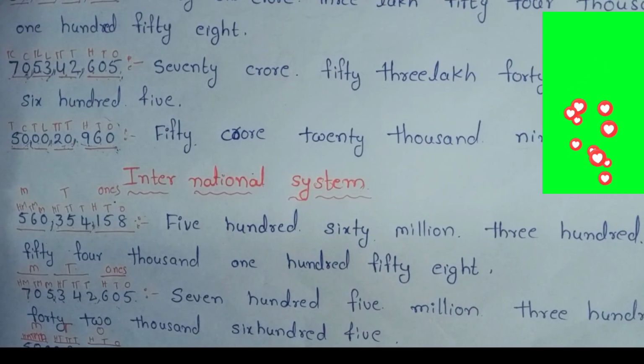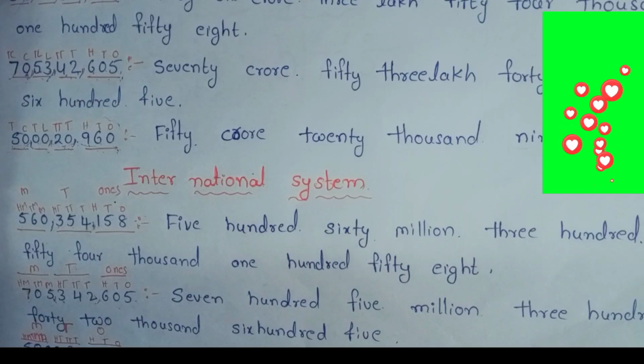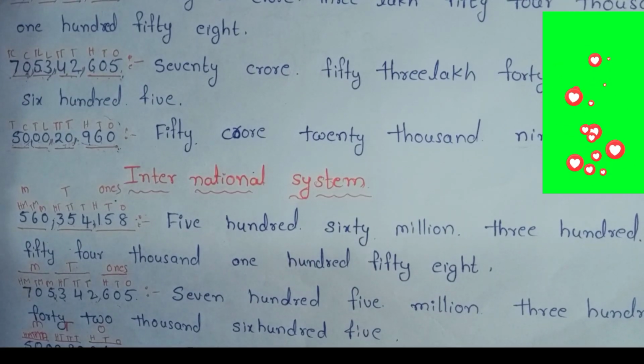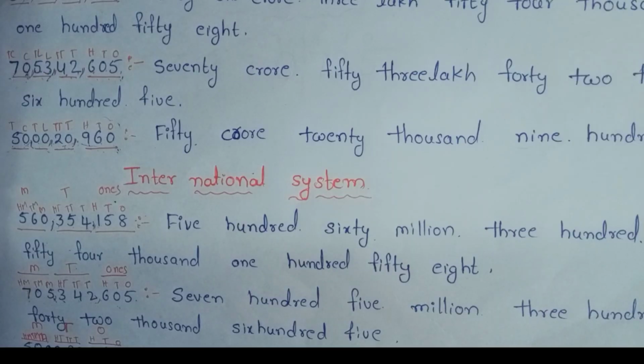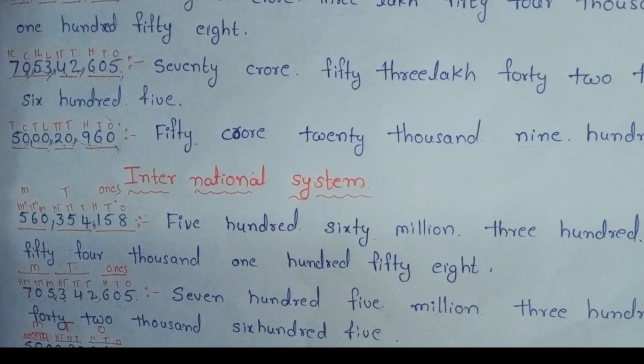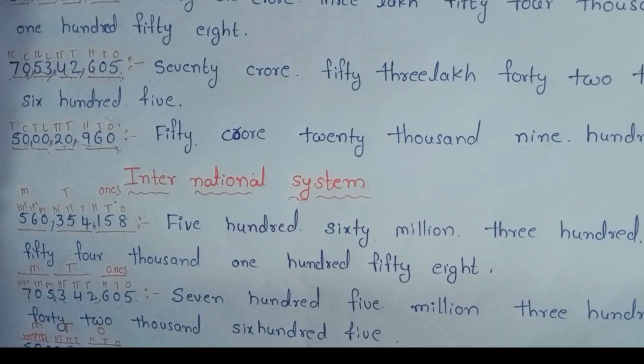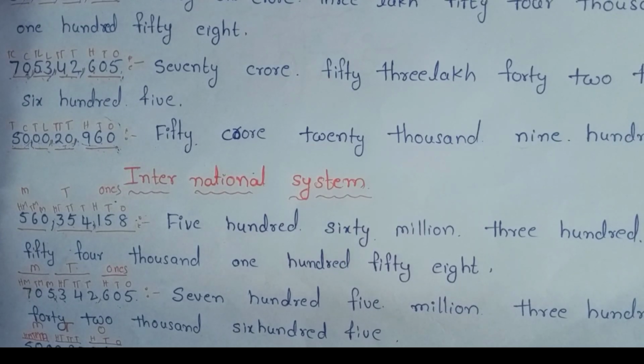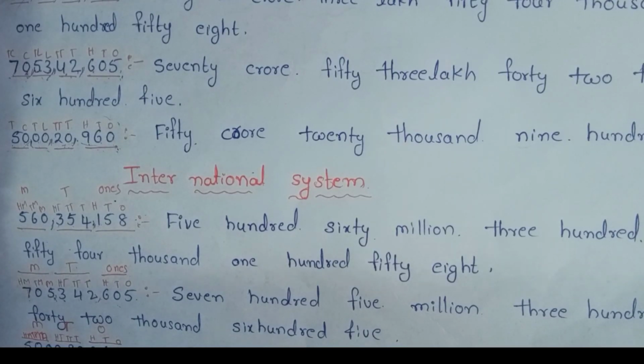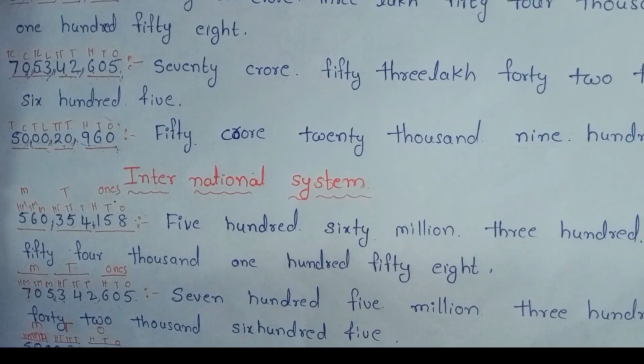Next one is 500020960. So here ones, tens, hundreds, separate with a comma, three digits. Then 1000, 10,000, 100,000, now write these three digits separately. Next, million, 10 million, 100 million. This is the million period. First three digits are the unit period. Next three digits are the thousand period. Next three digits are the million period.